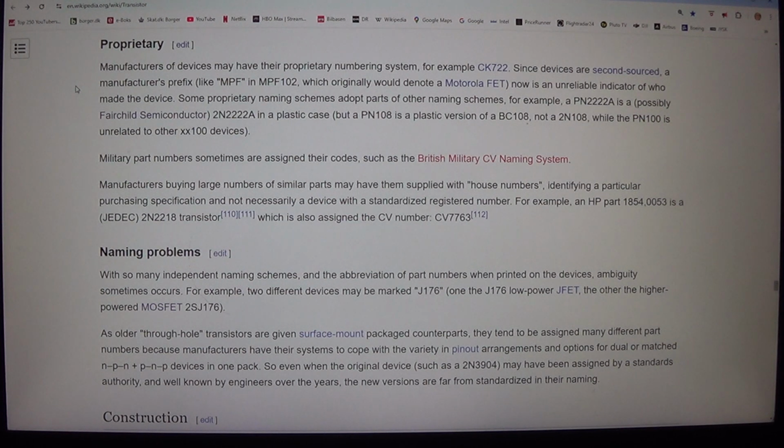For example, a PN2222 is a, possibly Fairchild Semiconductor, 2N2222 in a plastic case, but a PN108 is a plastic version of a BC108, not a 2N108, while the PN100 is unrelated to other XX100 devices. Military part numbers sometimes are assigned their own codes, such as the British military.